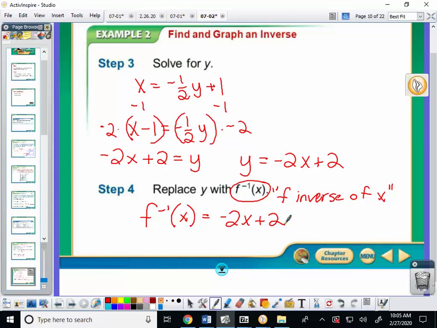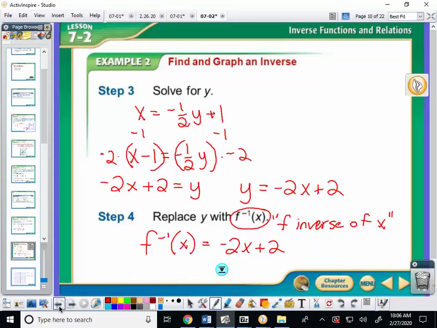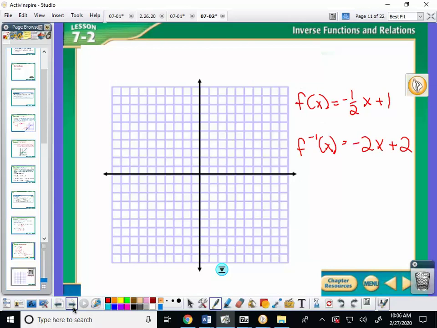So the cool stuff doesn't happen until we graph. I want you now to graph the original function, and I want to graph the inverse function. So you've got graph paper there. The original function, let's put down, f of x equals negative 1/2 x plus 1. And the f inverse function is negative 2x plus 2. Okay, so go ahead and graph if you haven't already. They're both in slope-intercept form. We can graph them. We have a y-intercept at 1 and a slope of negative 1/2.